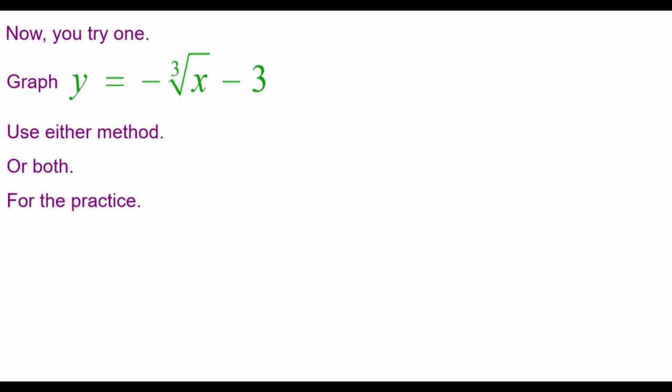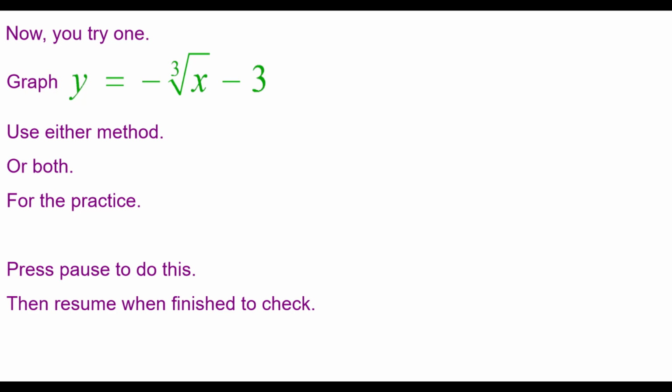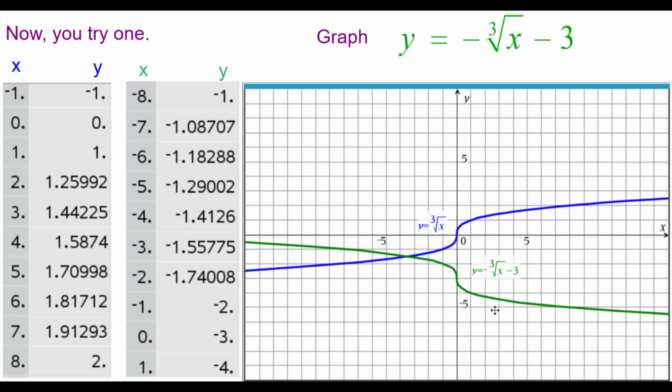Now you try one. Graph y equals the opposite of the cube root of x, minus 3. Use either method or both for the practice. Press pause to do this and then resume when you're finished to check your answer. And here is the answer in green along with a table of values.